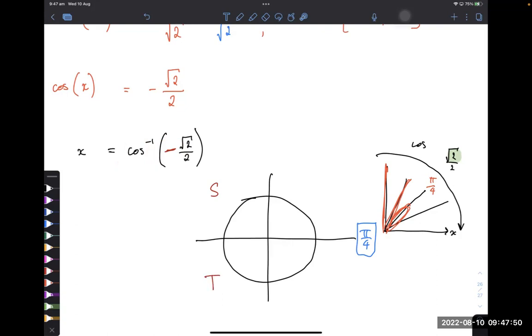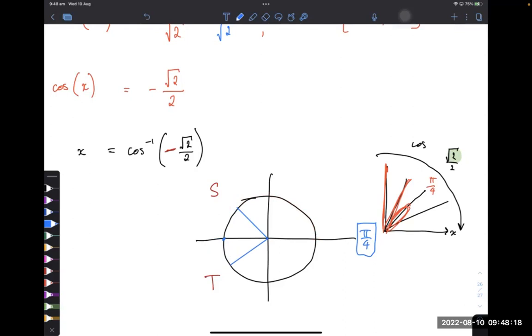Where are we going to pivot from? The right side or the left side? This side to get to here. The left side, right? So pivot. Here's your first solution. Pivot from here. Here's your second solution.